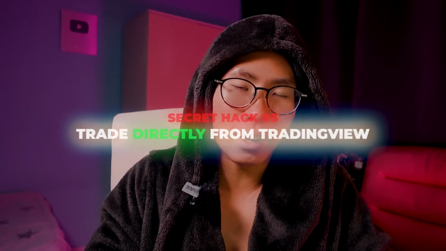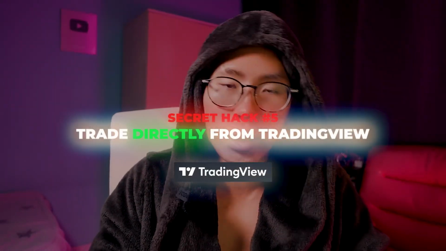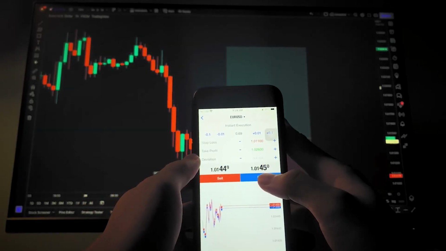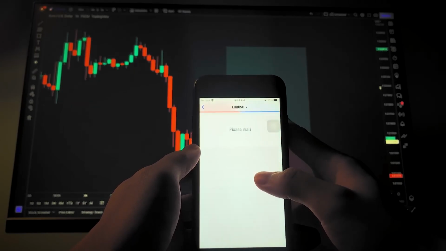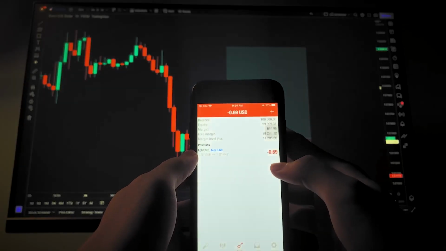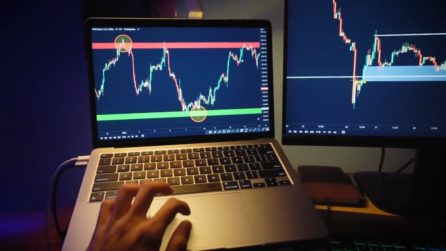Now my fifth hack that I have for you guys is to actually trade from TradingView. You know how much of a hassle it is to go on to MetaTrader 4 after you have analyzed the charts on TradingView, and then execute a buy or sell order on your MetaTrader 4 on your phone, even though you analyzed the charts on TradingView on your laptop, right? That can give you an extra gap, so you end up entering at a price that's different from the one on TradingView.